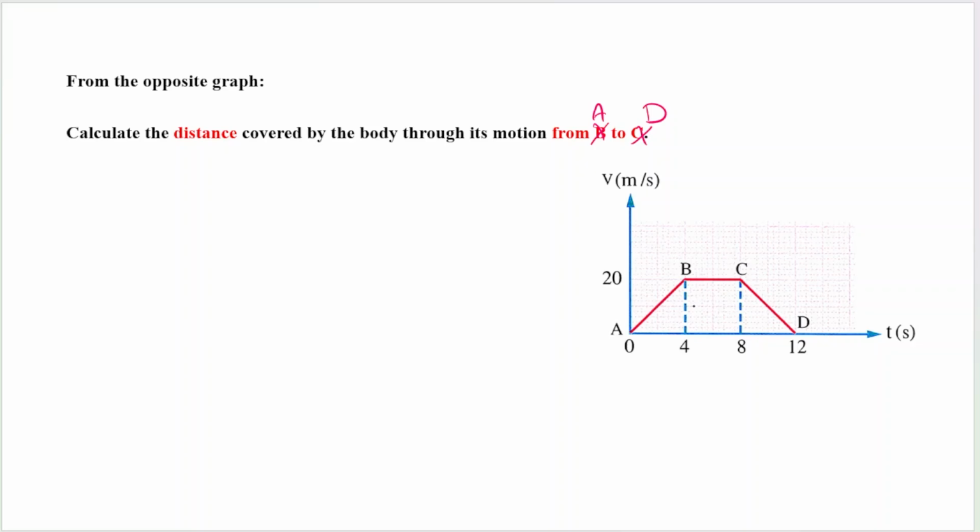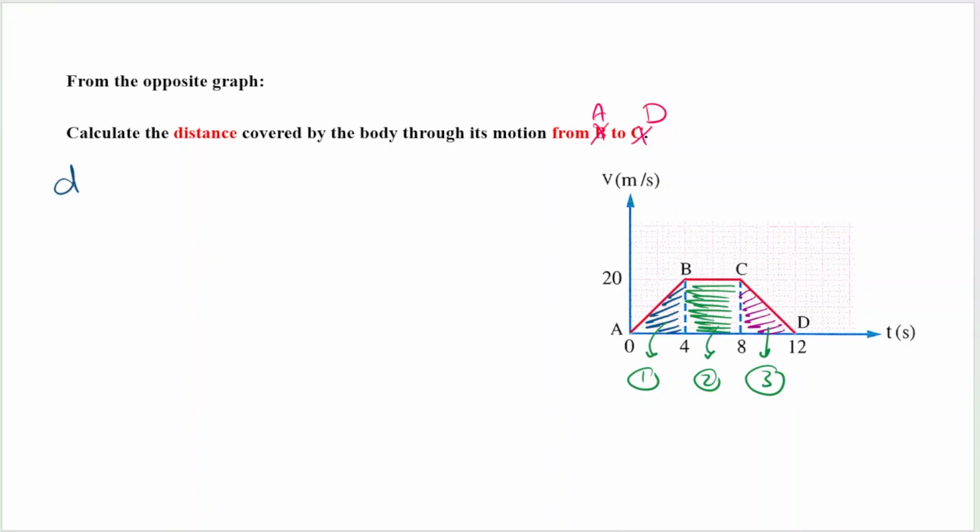We can just divide this area into three parts. This one, which is the area of a triangle, and this one, which is the area of another triangle, and this one, which is the area of a rectangle. Then we will add them together to find the total distance covered. I will call this area 1, this area 2, and this area 3.